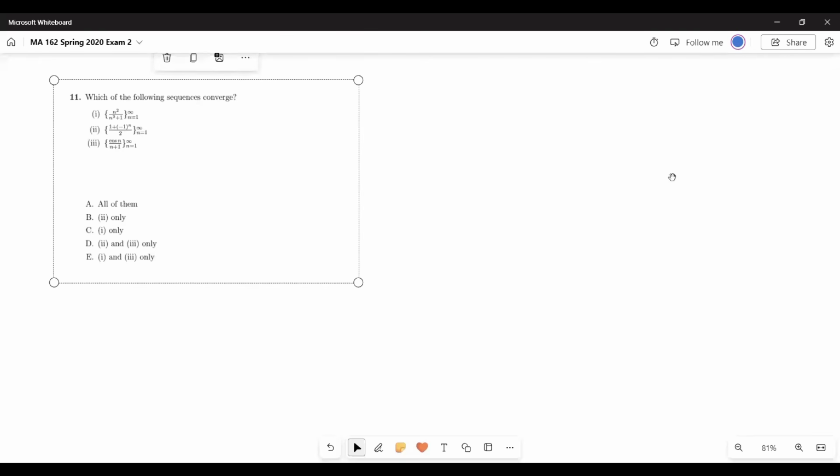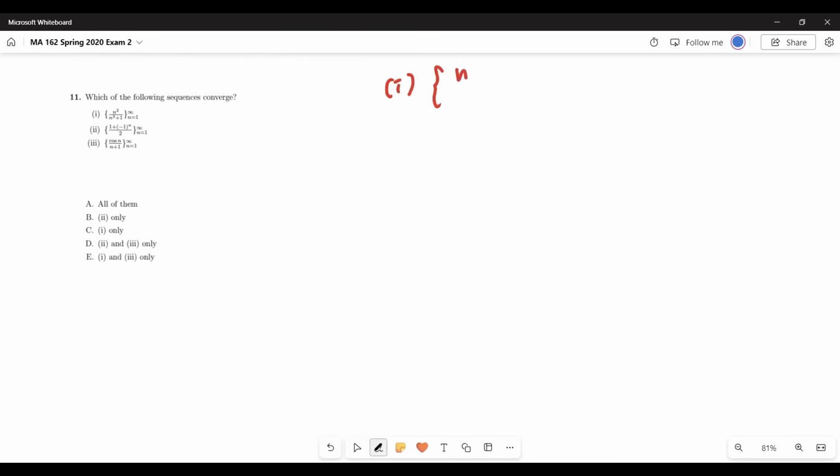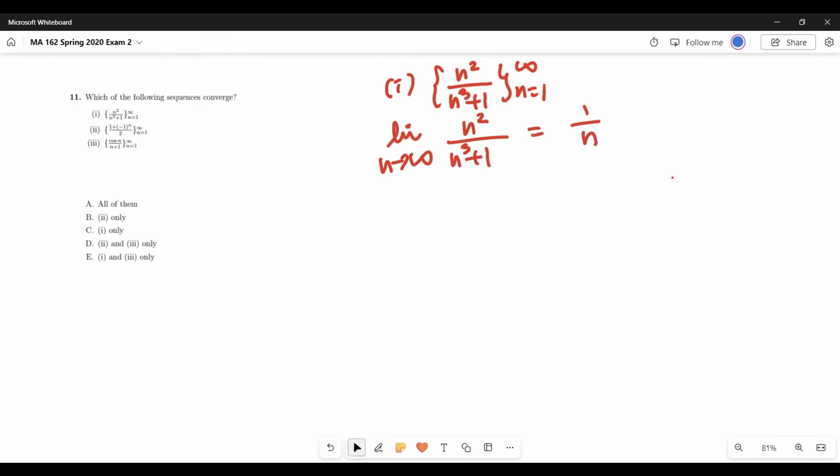So this question asks which of the following sequences converge. So let's look at the first one: n squared over n cubed plus 1, n is 1 to infinity. If you take the limit as n goes to infinity of n squared over n cubed plus 1, this will eventually reduce to just 1 over n, which, when n goes to infinity, is just 1 over infinity, and this is just 0. So this one actually converges. So 1 is right. Let's look at the second one.